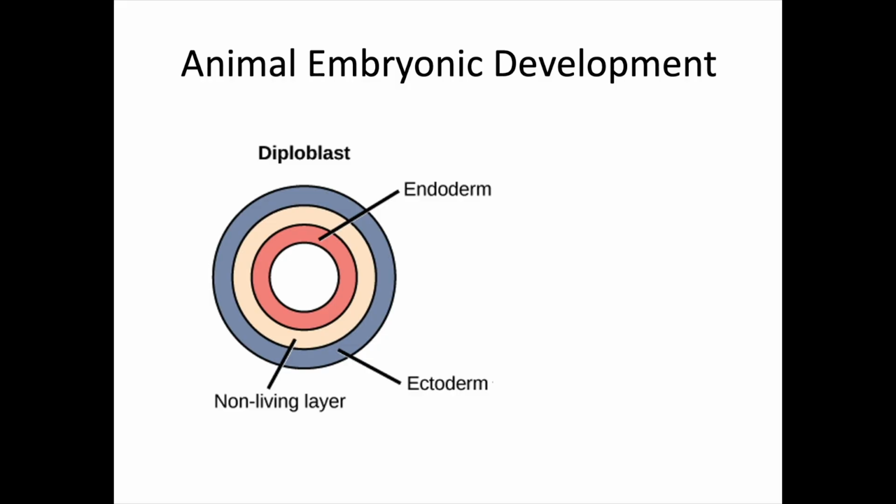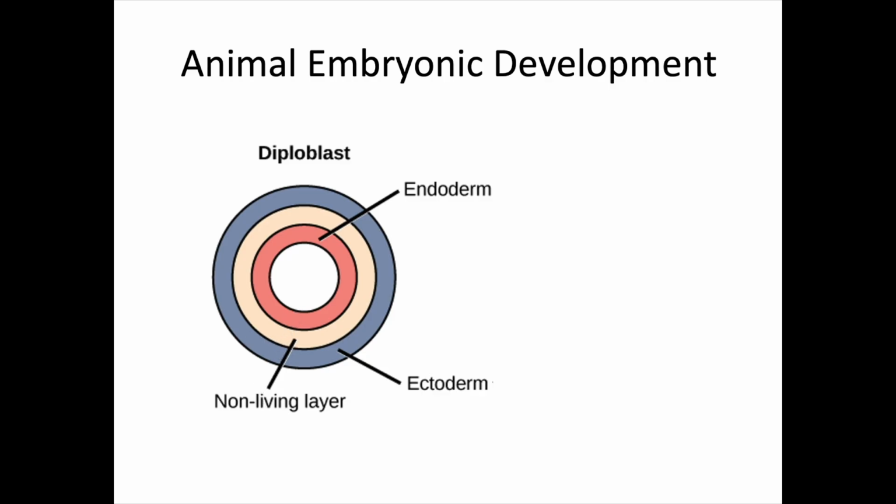Now, the simplest way to have cell layers is what we're looking at here, an animal that is a diploblast. Di means 2, we've seen that before a few times. Diploblastic animals have 2 cell layers. The interior layer of cells is called endoderm. The exterior layer of cells is called ectoderm, and in between the two is this non-living layer that's used for different things depending on what you're talking about, but it's not cells.